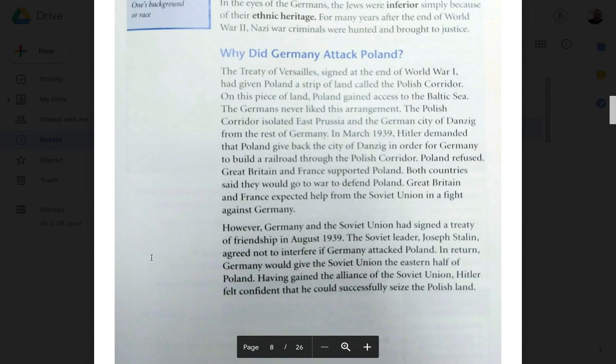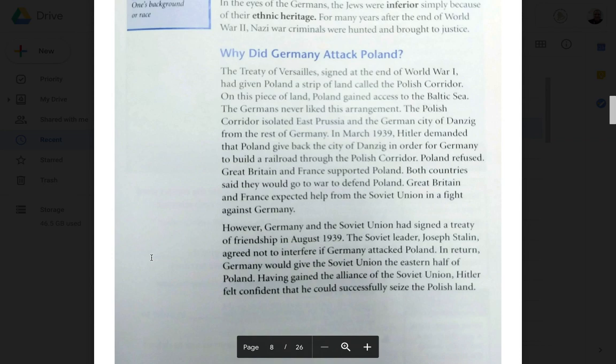The Treaty of Versailles, signed at the end of World War I, had given Poland a strip of land called the Polish Corridor. On this piece of land, Poland gained access to the Baltic Sea. The Germans never liked this arrangement. The Polish Corridor isolated East Prussia and the German city of Danzig from the rest of Germany. In March 1939, Hitler demanded that Poland give back the city of Danzig in order for Germany to build a railroad through the Polish Corridor.